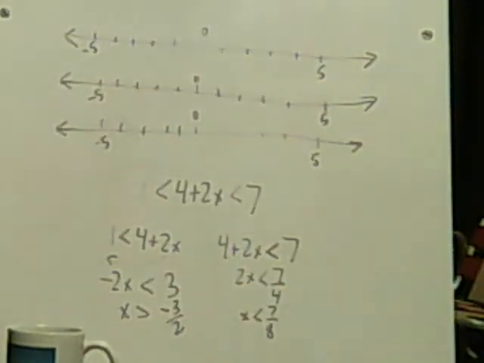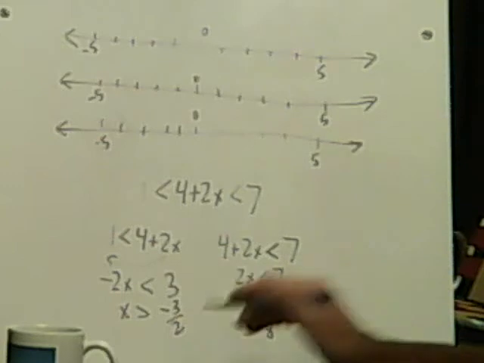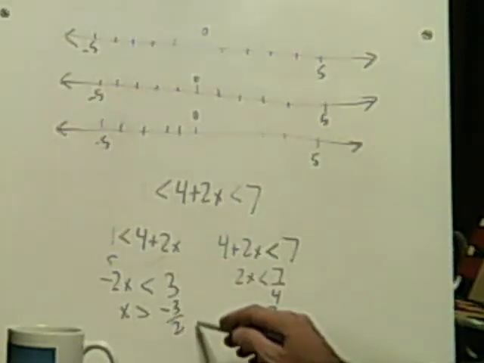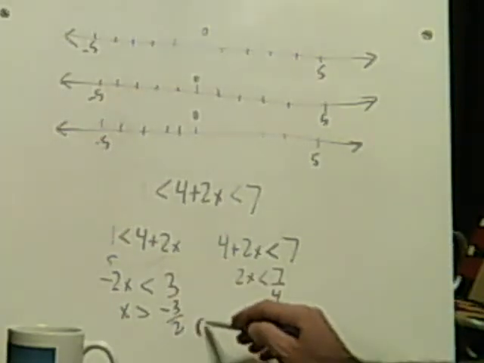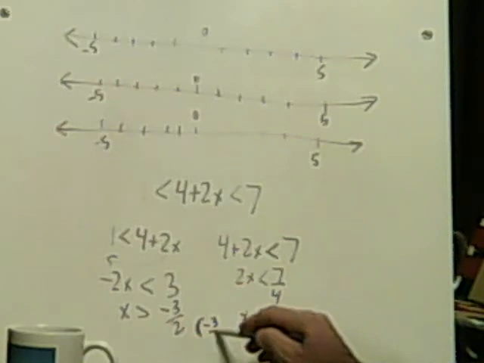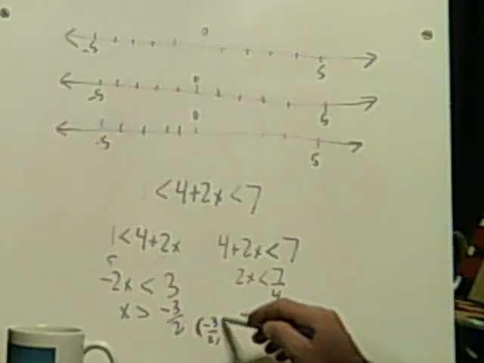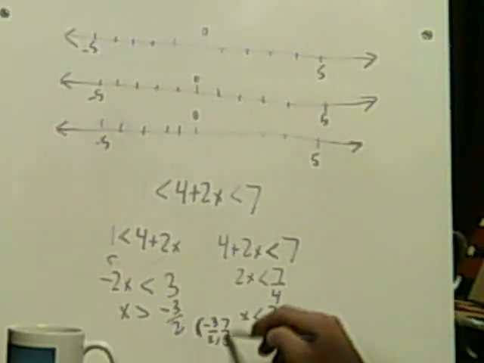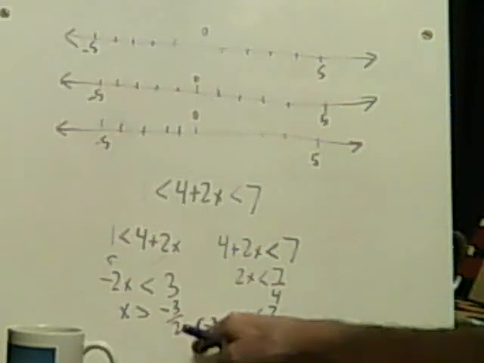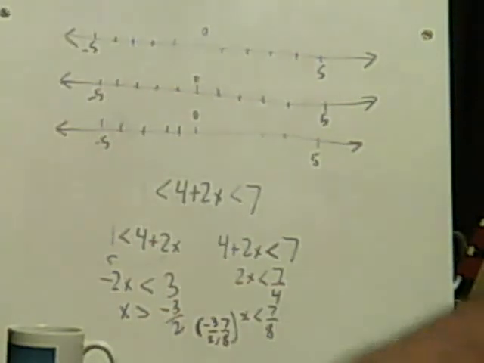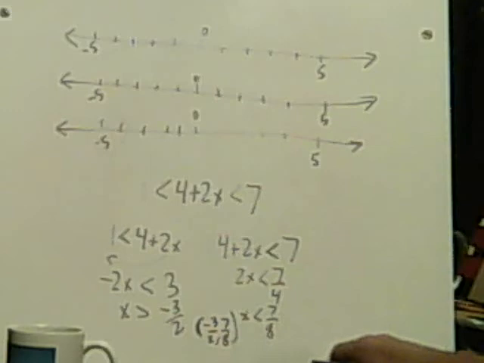So that's going to be an open interval. Going to start at negative 3 halves. It's going to finish at 7/8. Put the smaller one on the left and the larger one on the right. Okay? Okay, that's number 28. Now let's do number 30.